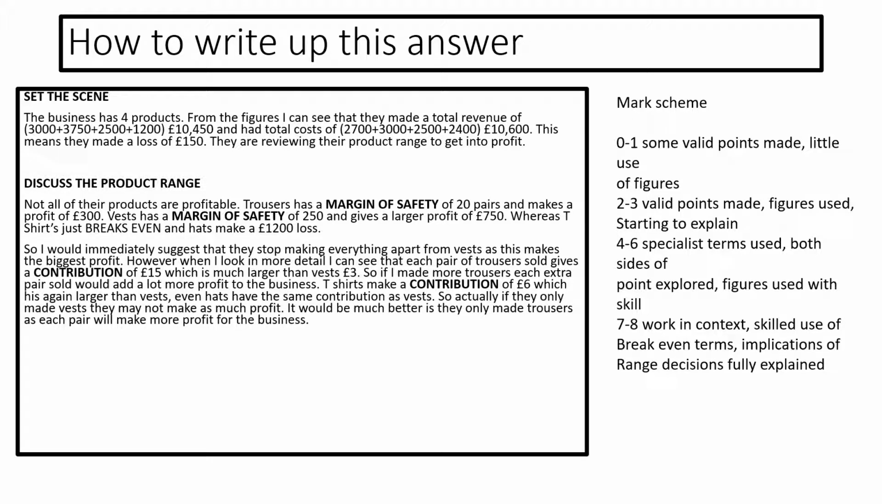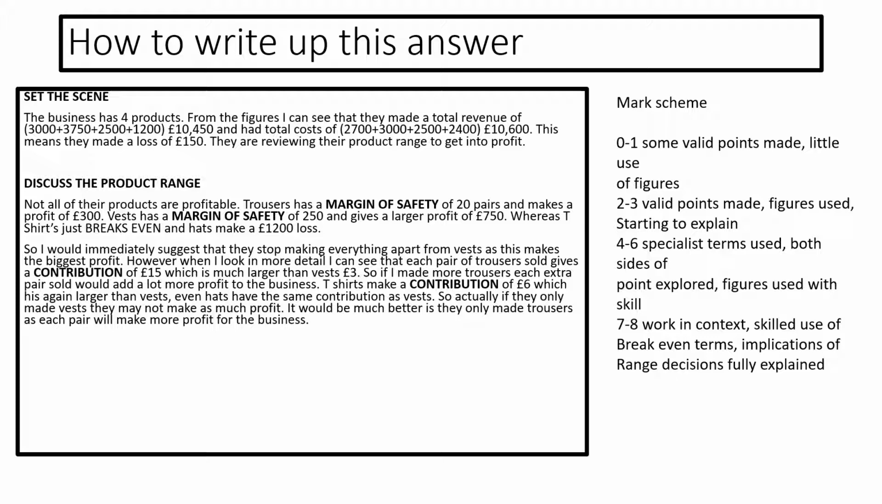Now, some people wrote some of the things that we've got here, so I would immediately suggest they stop making everything apart from vests. They make the biggest profit. However, I'm now looking at the other side. When I look in more detail, I can see that each pair of trousers sold gives a contribution, a technical term. Contribution means the selling price is 25, the variable cost is 15. It contributes £15 to paying off the fixed costs, which is much larger than each vest, which is only £3. So if I made more trousers, each pair sold would give a lot more profit to the business. So my initial thought of vests, now I'm thinking trousers.